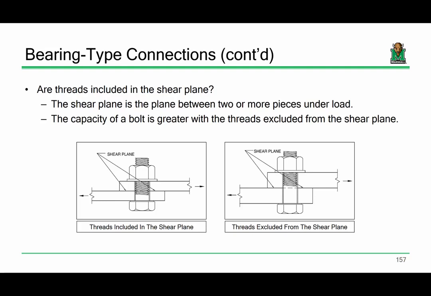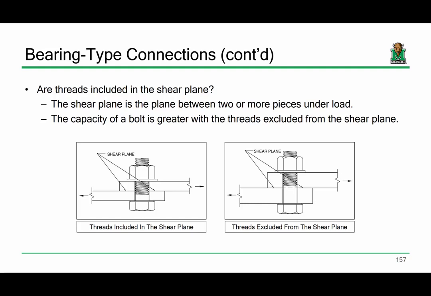So I think this image probably explains the shear plane better than I ever could verbally. So what I have here is an image on the left and an image on the right of that same bolt assembly. A plate, and a bolt sticking through it. And so I take those two plates and I yank them. That bolt is experiencing shear. So the big question is whether or not the threads are included in that space between the plates, which is what we call the shear plane, or whether or not they're excluded.